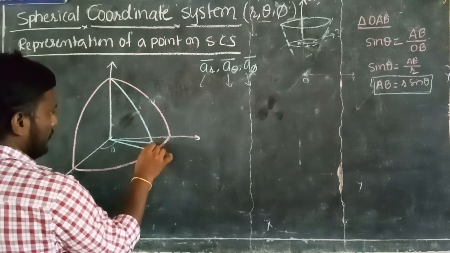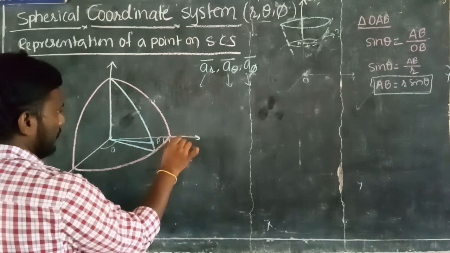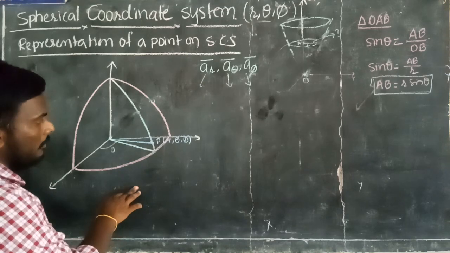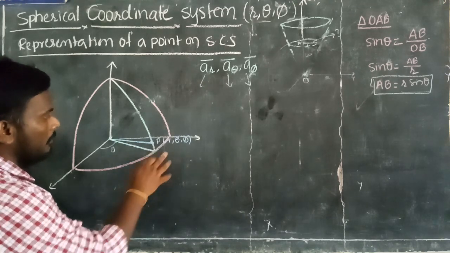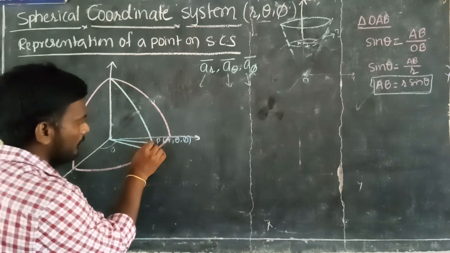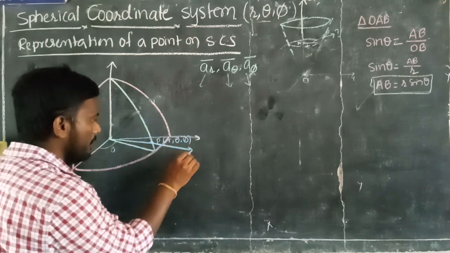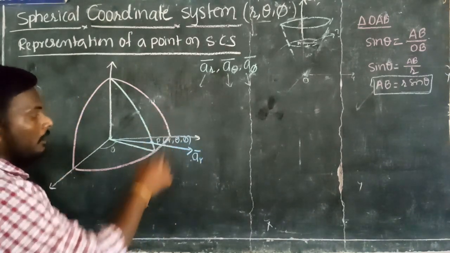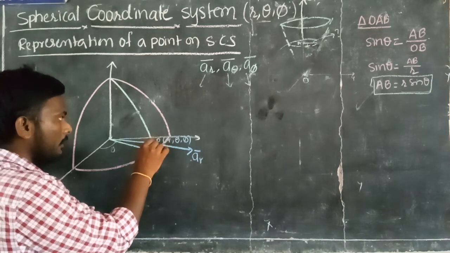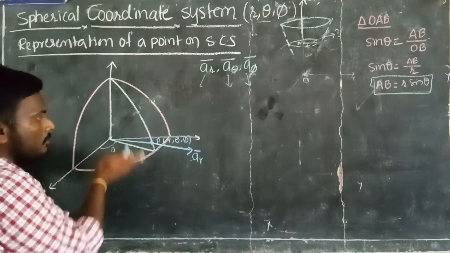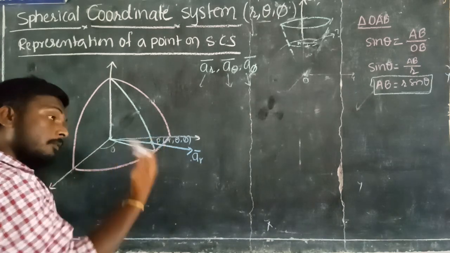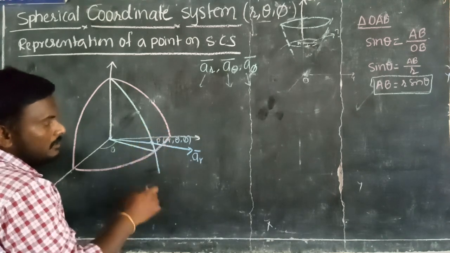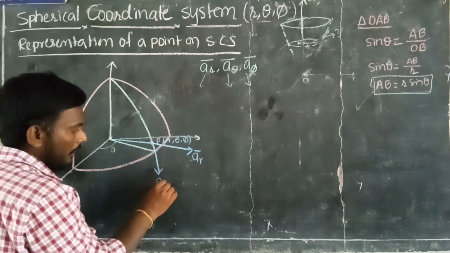Point P has r, theta, phi coordinates, and in which direction is a r? a r is perpendicular to the surface, that means a r is radially outward from the surface. a theta is in the direction of theta; theta moves from the z axis like this. So it is tangential to the sphere, just touching the sphere. That is why I am drawing a theta here.